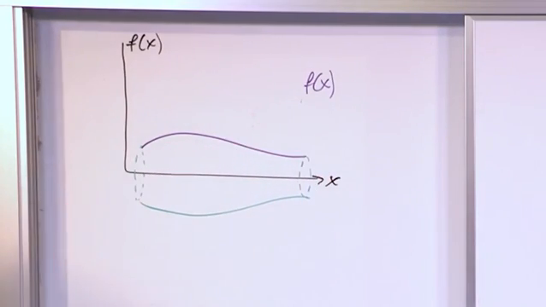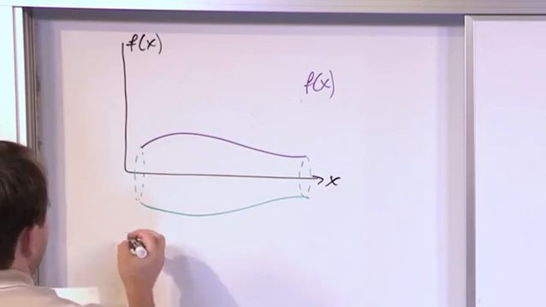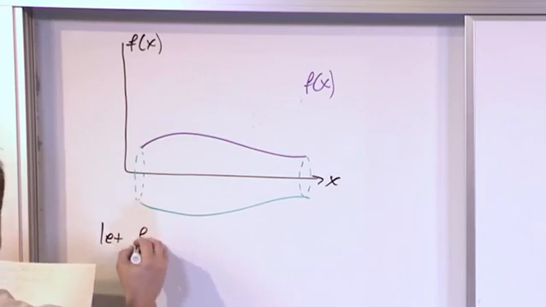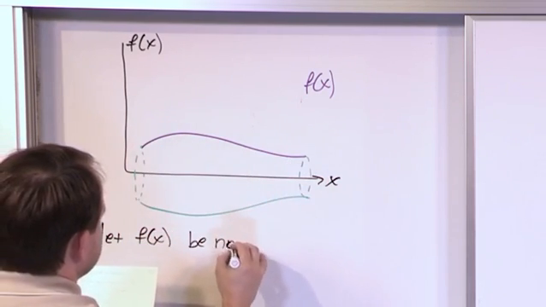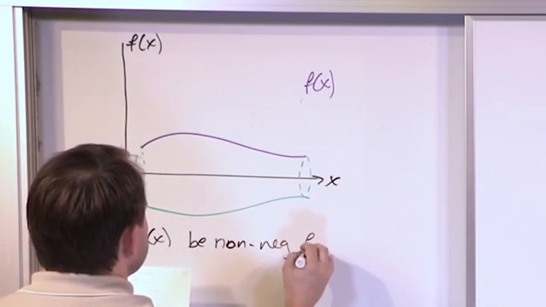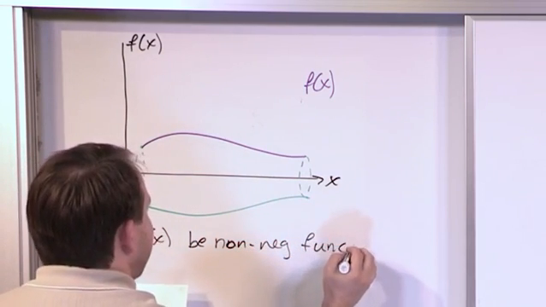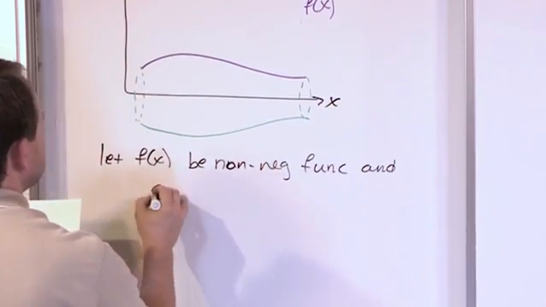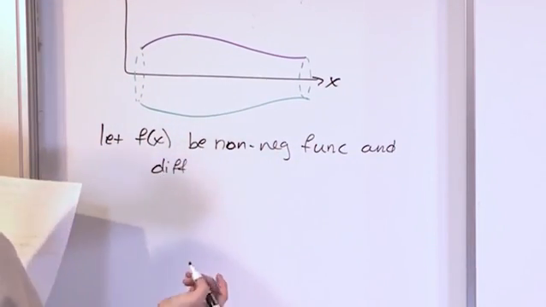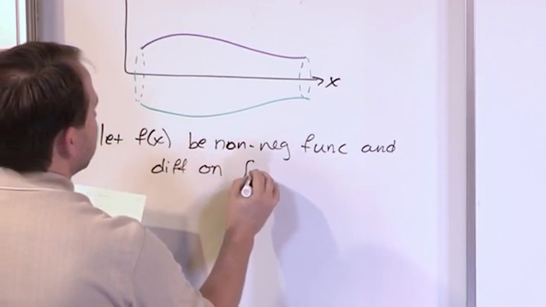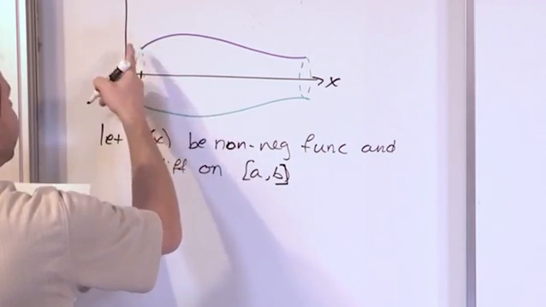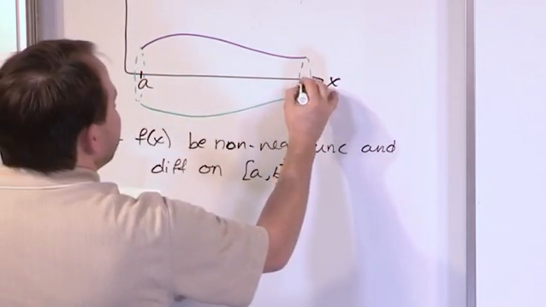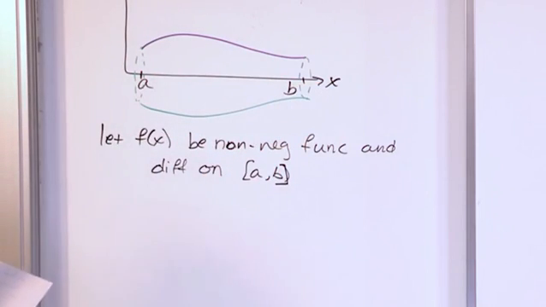So let me just write down what the answer to this is. What we're going to do is let f of x be non-negative, which means a positive function above the x-axis, and differentiable, which means we can take derivatives of it, on some interval a, b. The reason we have a, b here is because this first part of the curve we're calling a, and we're going to end up integrating to b. This is the same thing that we're always doing.